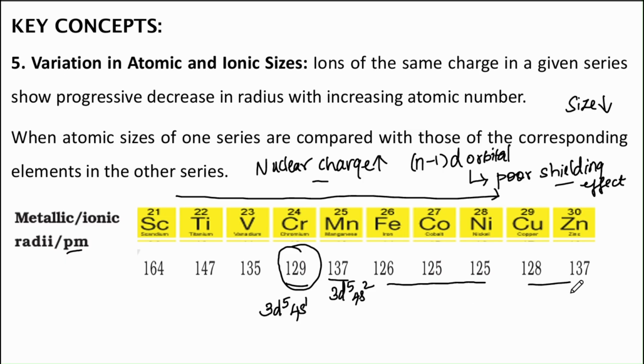And if you go to copper and zinc, there is a slight increase in the atomic radius. From nickel to copper, there is an increase in atomic radius, and from copper to zinc also there is an increase in atomic radius. This is because copper and zinc do not have any unpaired electron. They have a fully filled d orbital. This fully filled d orbital has more shielding effect, and therefore the nuclear charge is not sufficient to attract the outermost electron, and thus the size increases.